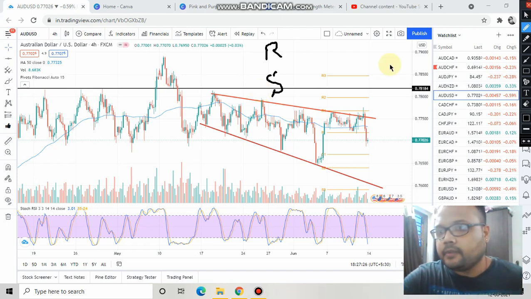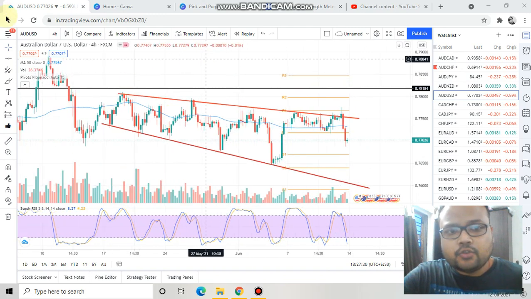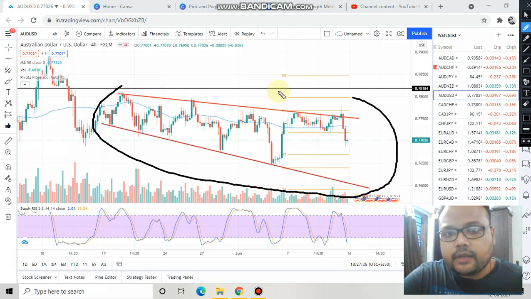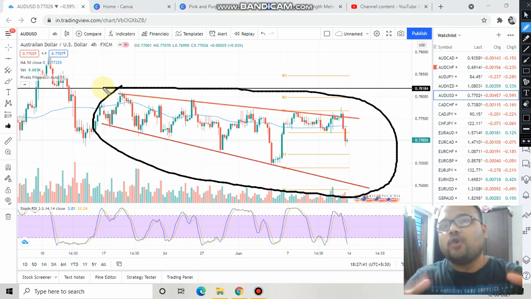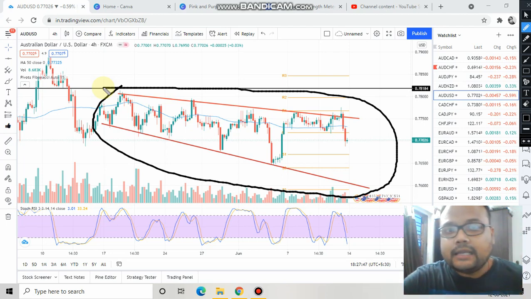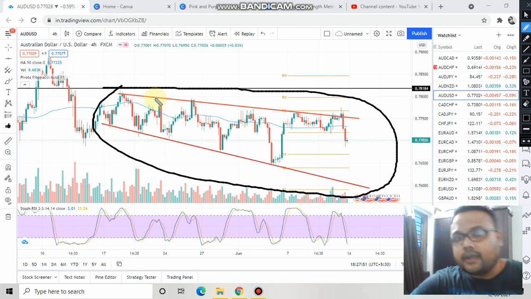But if I zoom in and ask you to just focus on this particular portion, then what do you see? Yes, overall the trend of the market is sideways. There is no proper trend, but right now we can see that the market is in a downward range or a downward channel. Market is following a downward channel.